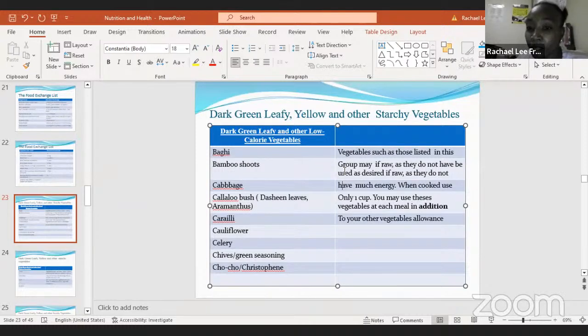But it says here, most of them do not have much energy, right? And when you cook, you use only 1 cup. You may also use these vegetables at each meal in addition to your vegetable allowance. As I said, usually when you're seeing a dietitian, they would tell you the portions of vegetables that you need to have, as opposed to how much rice, because all of these are dependent on, as I mentioned before, your age, your condition, your weight, all of these things they have to take into consideration.